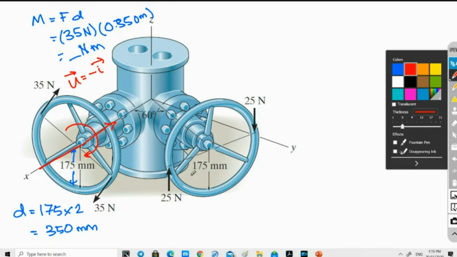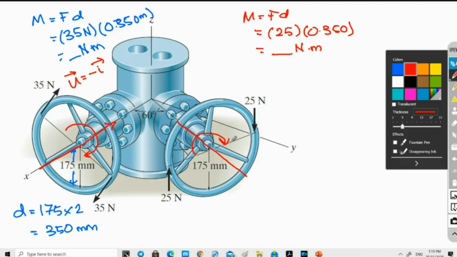All right, what about this one? In terms of F times d, it is also straightforward, right? So M equals F times d here is just 25 Newton times the same diameter, 0.350 meter, right? So you get something in terms of Newton meter. And the axis of rotation is this one, and this one will rotate like this. If it rotates like this, your thumb is pointing there, right?